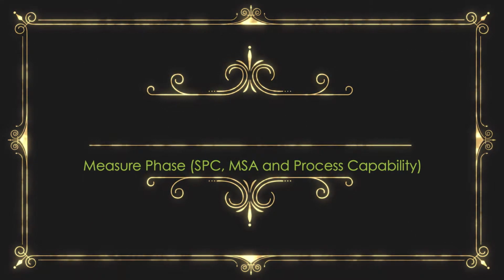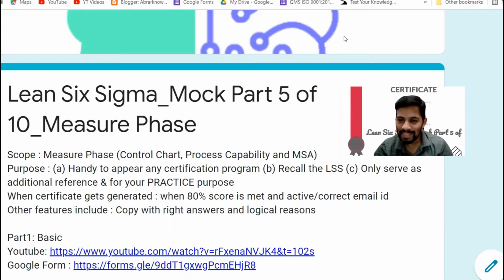Today's topic is Lean Six Sigma mock exam part 5. In this part 5, I have covered the measure phase, all the things from the measure phase like control chart, process capability, CP, and MSA. In MSA, GRR and attribute agreement analysis I have covered.